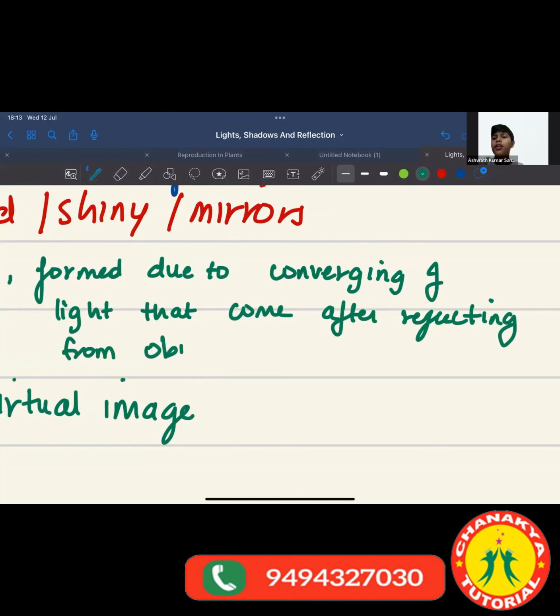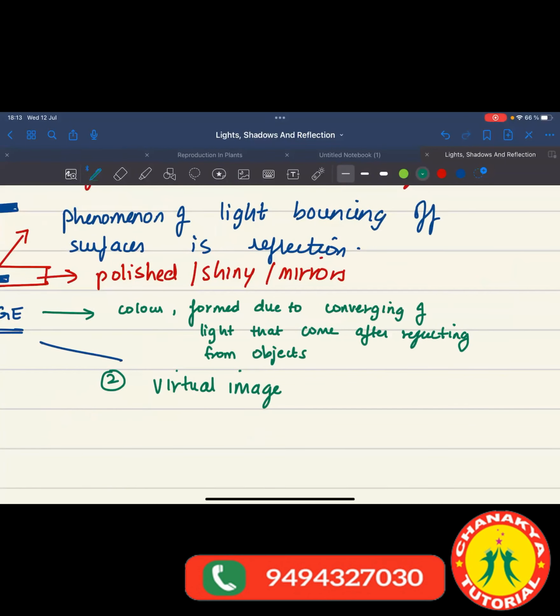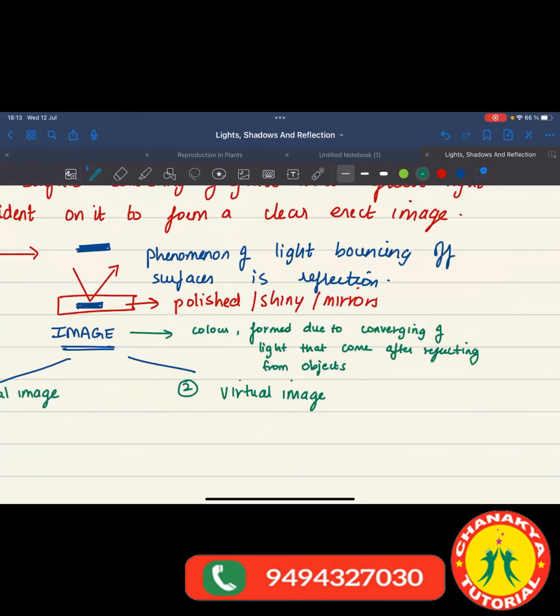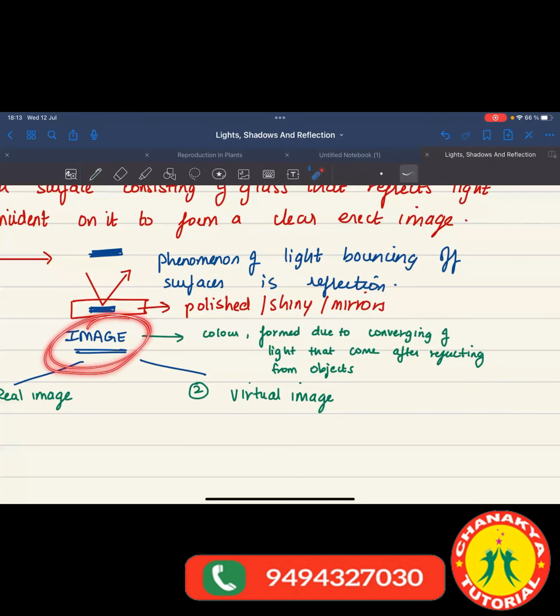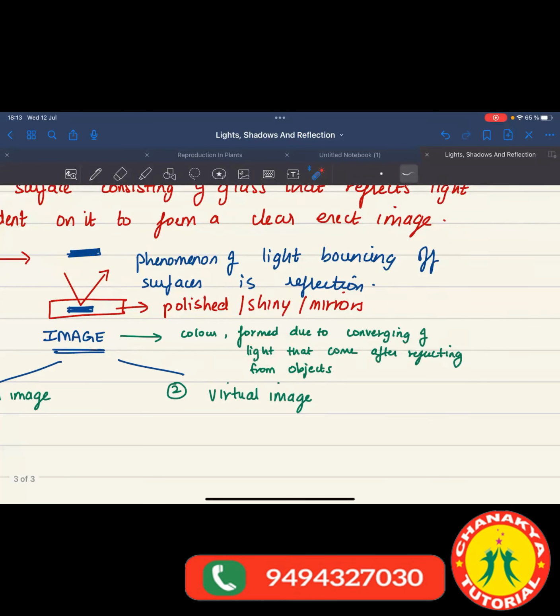Ma'am, what is converging? Wait, converging, I'll come to that point. So basically, an image is nothing but the converging of light that comes from the reflecting object. So your eye is over here.